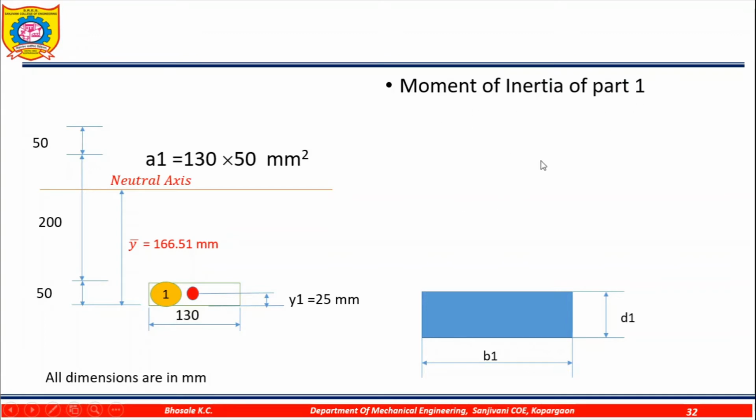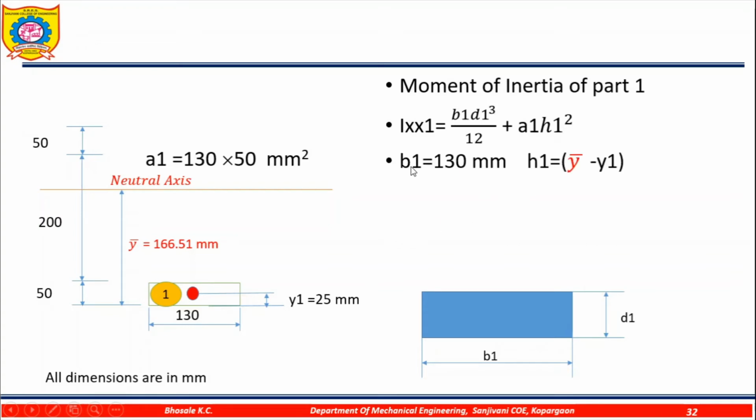Moment of inertia of the first part will be found by B1 D1 cube by 12 plus A1 H1 square. B1 is the horizontal dimension, and the vertical dimension will be equal to D1. Then the area we know, and H1 is the distance.